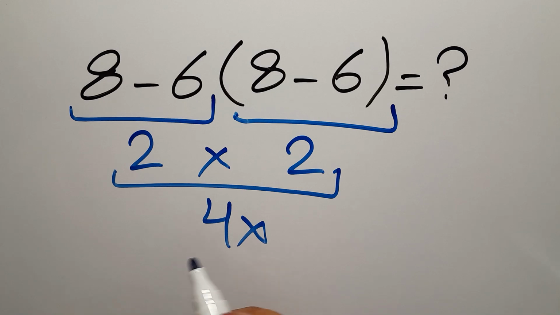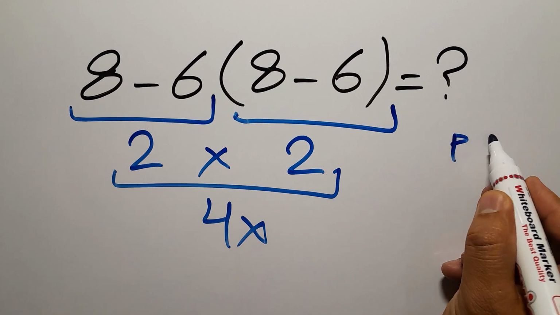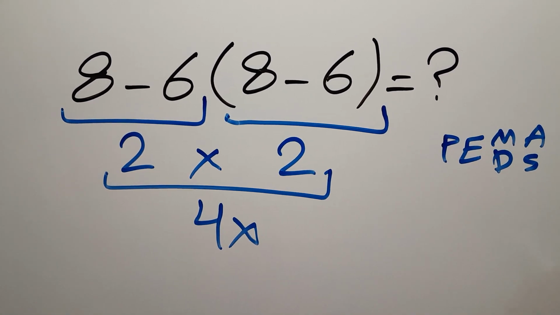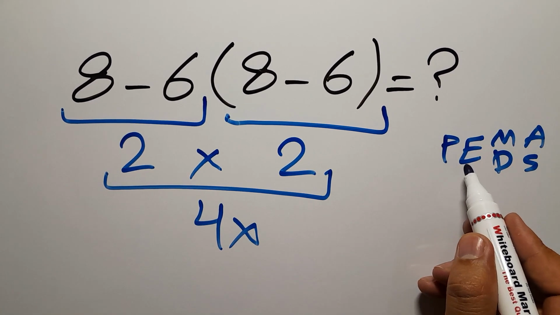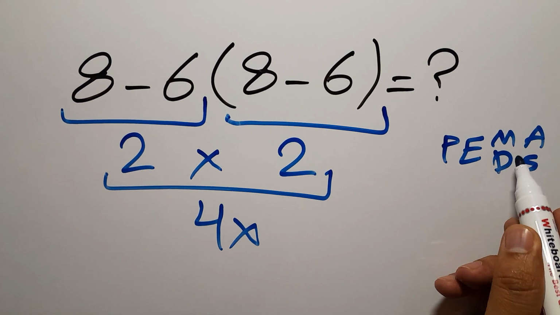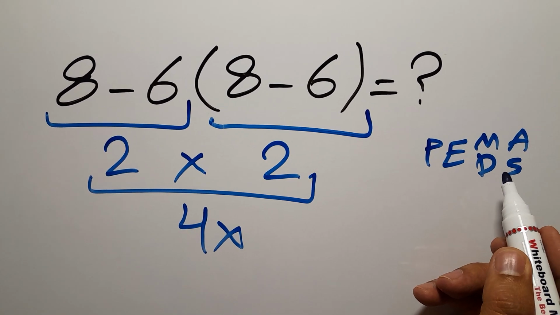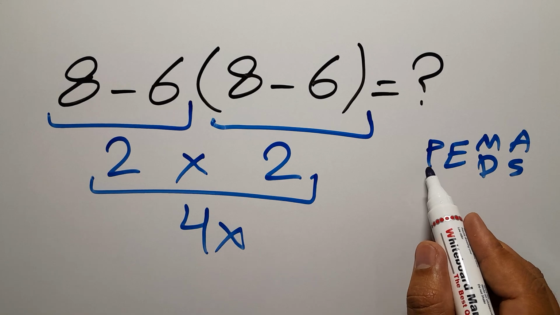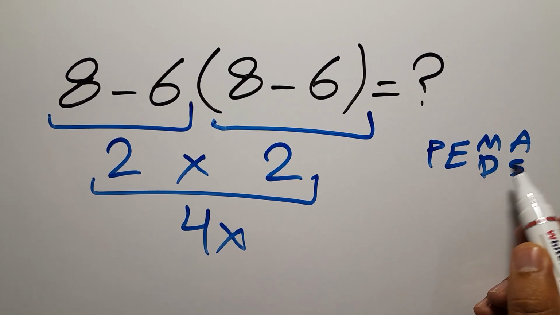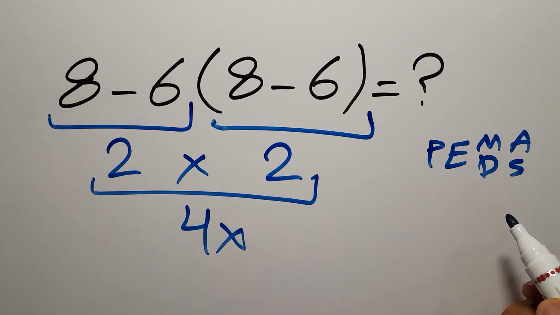Because according to the order of operations, which is PEMDAS, P stands for parentheses, E stands for exponents, M and D stand for multiplication and division, and A and S stand for addition and subtraction. First, we have to do parentheses, then exponents, then multiplication or division, and finally addition or subtraction.